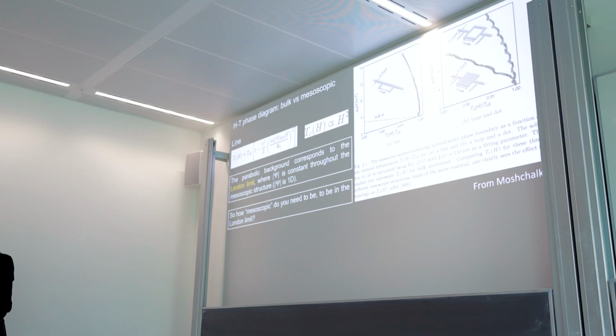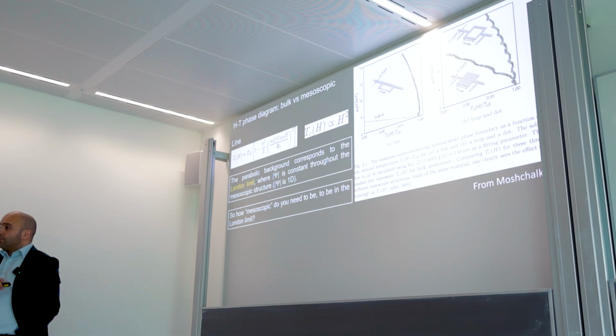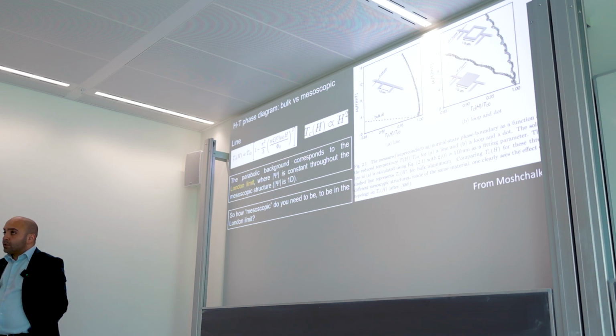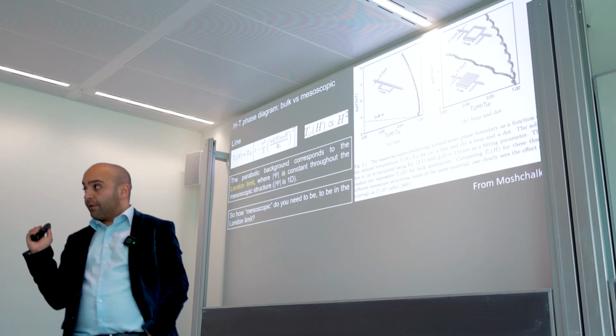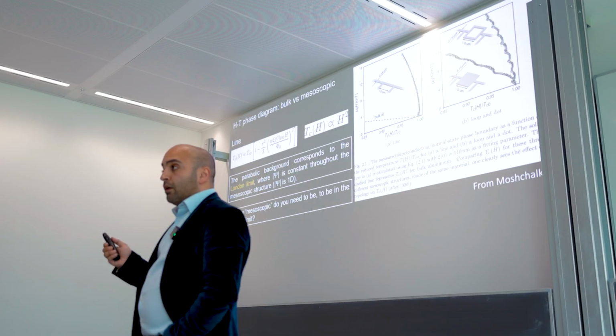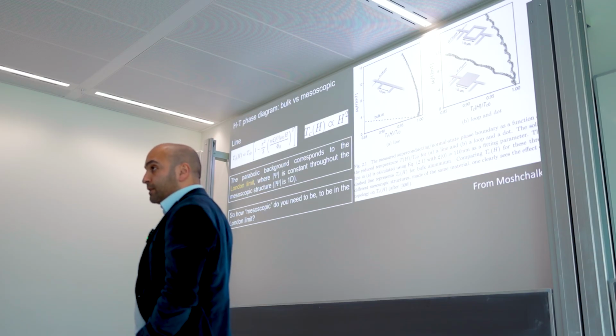But first, let's think about what it means to be 1D. How mesoscopic does your system need to be in order to be in this limit? How small does, for instance, the width of this wire need to be for it to show this parabolic behavior and a higher critical field? Smaller than the coherence length. Yes. So when you get close to the coherence length, you approach the London limit.